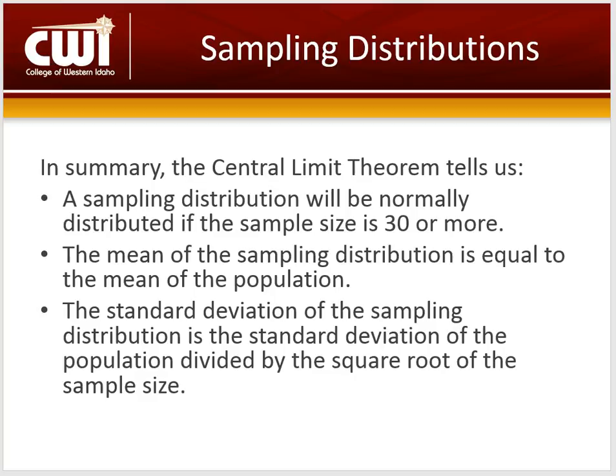In summary, the central limit theorem tells us a sampling distribution will be normally distributed if the sample size is 30 or more. The mean of the sampling distribution is equal to the mean of the population. The standard deviation of the sampling distribution is the standard deviation of the population divided by the square root of the sample size.